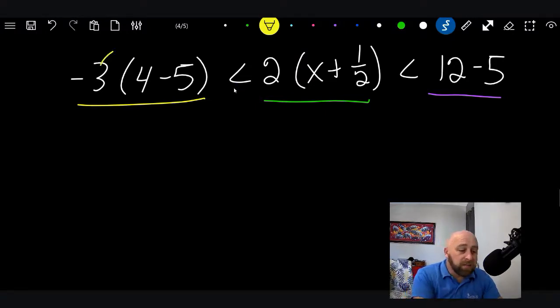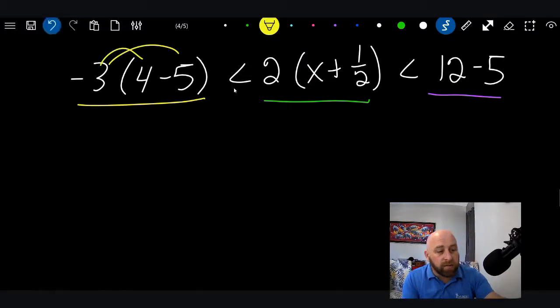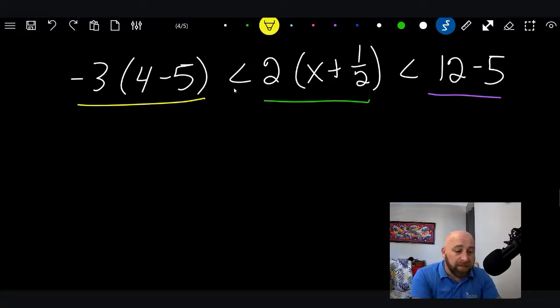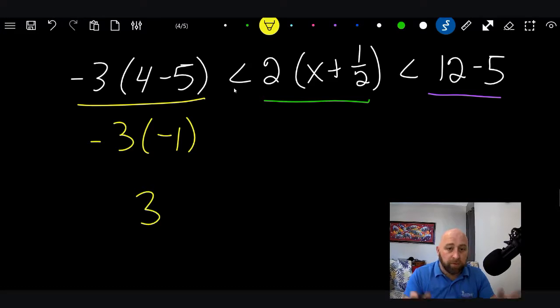Now on this one, you can either distribute first or you can follow the old school order of operation and solve in the parentheses first. It doesn't matter which one you do. I think it's easier in this case to solve inside the parentheses. 4 minus 5 is negative 1, so we'd have negative 3 times negative 1, and that is going to give us positive 3. Okay, so when we simplify the first part, we get positive 3.